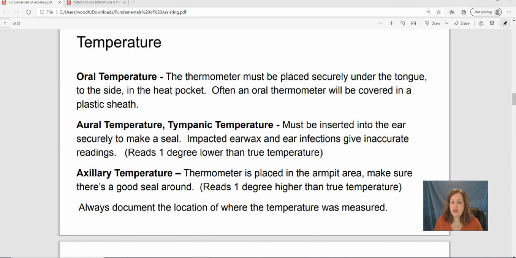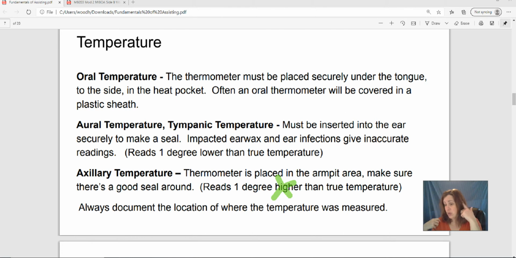There are lots of places you can take temperature, and I have an error on here. I'm just going to cross that out. We'll get to it. Oral is in the mouth. You put it under the tongue, to the side in the heat pocket. In a doctor's office, oftentimes they'll put a plastic sheath for cleanliness over top of that thermometer that can be disposed of, and that's how you'll do it in the classroom as well.